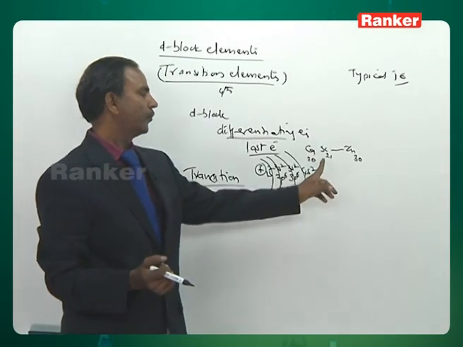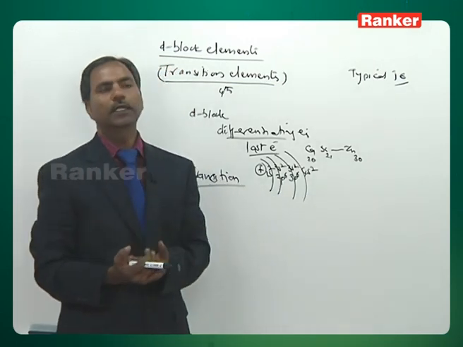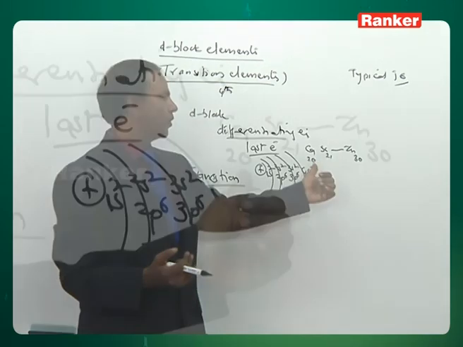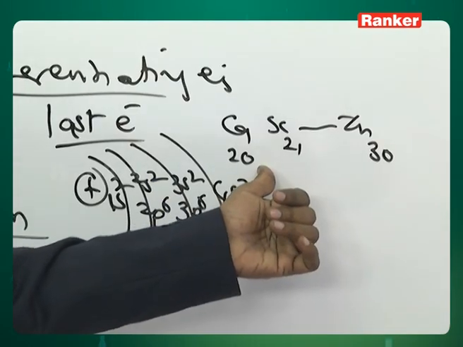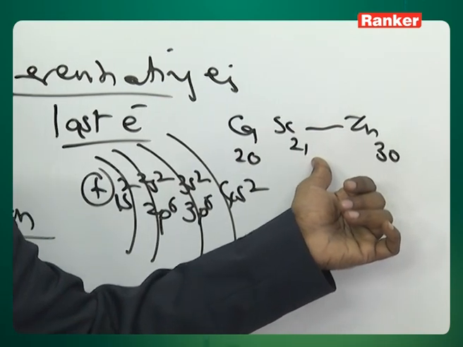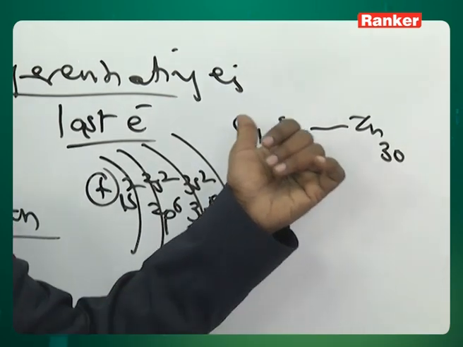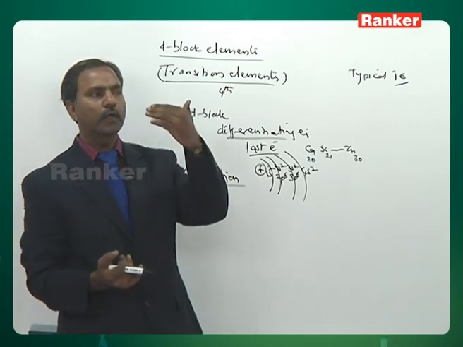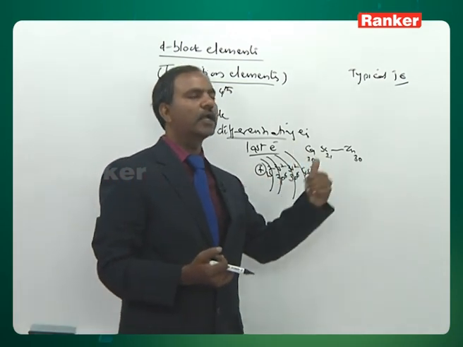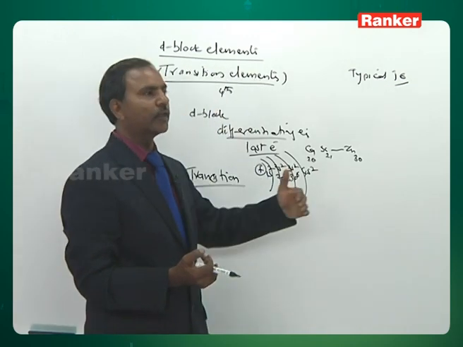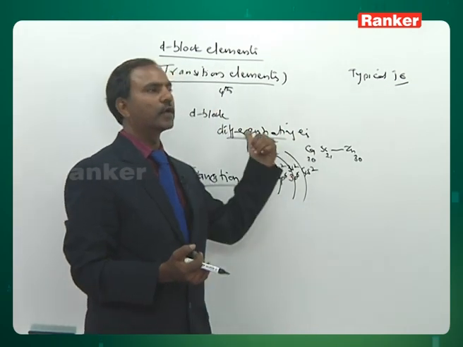Scandium 21 to zinc 30, these are all the electrons we consider as differentiating electrons. What is a differentiating electron? The atom which is carrying 20 electrons is calcium. The atom which is carrying 21 electrons is scandium. Therefore, the differentiating electron between calcium and scandium is the 21st electron. Now, from scandium to titanium, the differentiating electron is the 22nd electron. That is, the next higher electron is the differentiating electron.